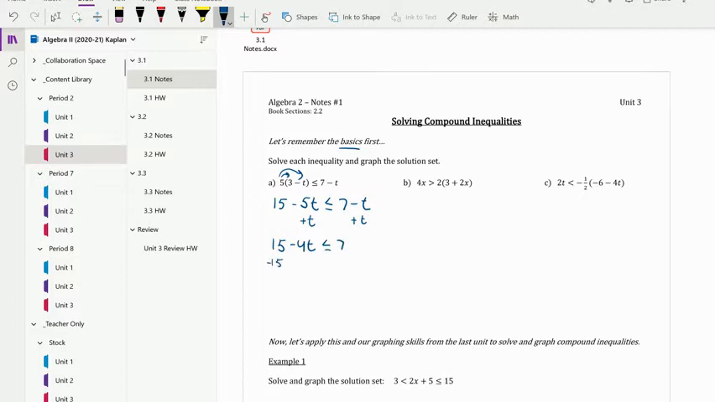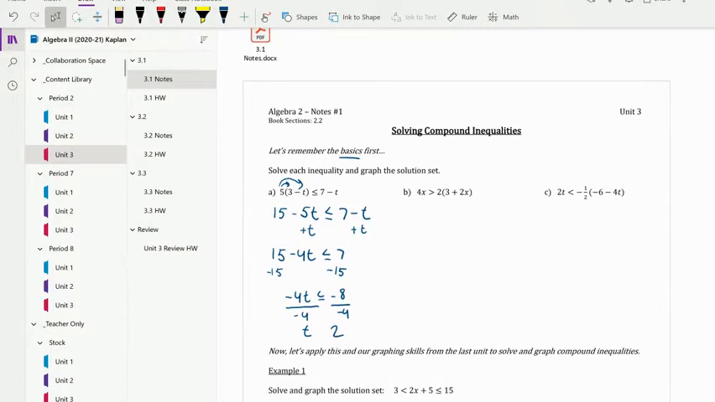Now I'm going to subtract 15 from both sides. I get negative 4t is less than or equal to negative 8, which works out well. And if I divide by negative 4, we get that t is... hold up, t is something to 2. But here's that rule that I was talking about. If you divide or multiply by a negative number with inequalities, you need to flip your inequality symbol.